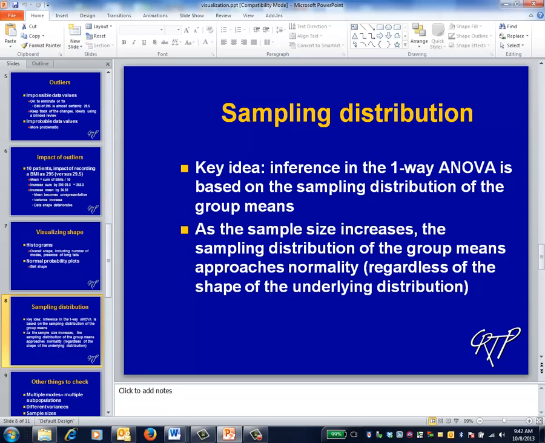Statistical inference in the one-way ANOVA is based on the sampling distribution of the group means. Thus, as long as the sample size is large enough, normality-based theory will apply regardless of the shape of the data. The approach to normality for the sample means is very rapid when the underlying distribution is close to bell-shaped. Slower, the more the underlying distribution departs from normality. But as long as the data set is large enough, you'll get there in the end.